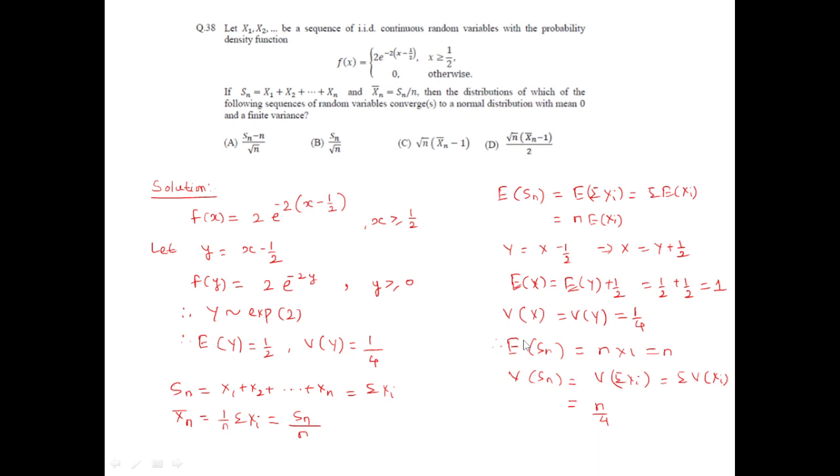Now let's find the expectation and variance of Sn. The expectation of Sn is n into the expectation of Xi. The expectation of Xi we just calculated as 1, so the expectation of Sn is n. The variance of Sn is again n into the variance of Xi, which is 1 by 4. Therefore the variance of Sn is n by 4. Now we have the values of the expectation and variance of Sn, so we use the central limit theorem.